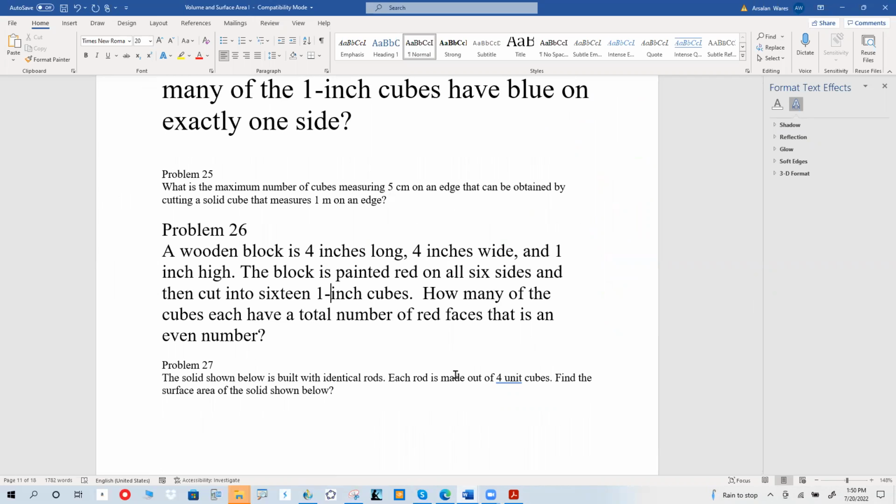Now, the only, well, I hope we did it. Let me see. A wooden block is 4 inch, 4 inch, 4 inch. I think we did it. Yes, we did. The block is painted red. It's a little tricky.